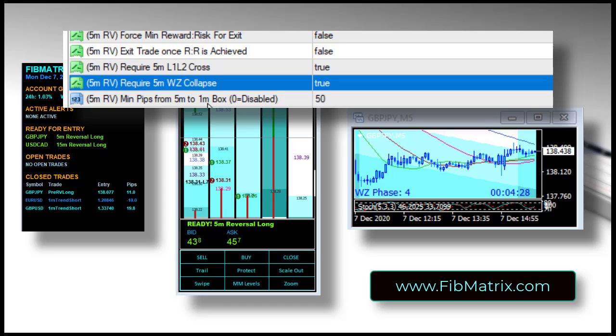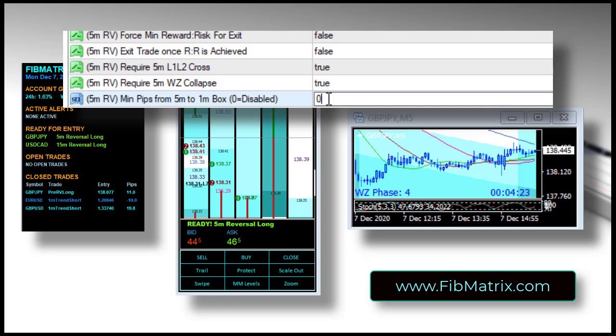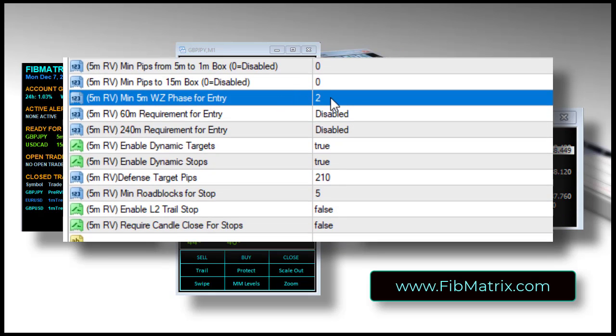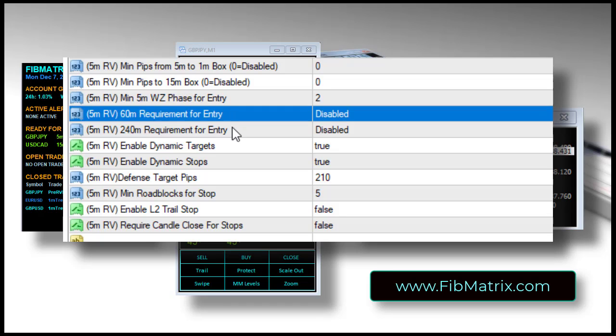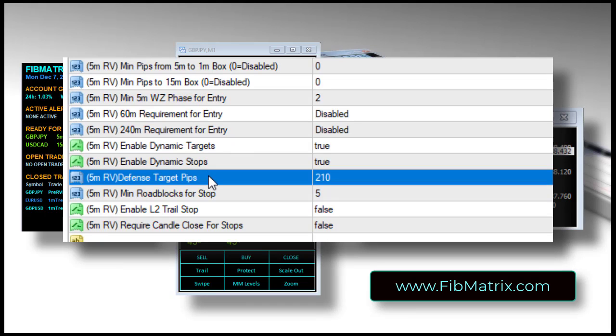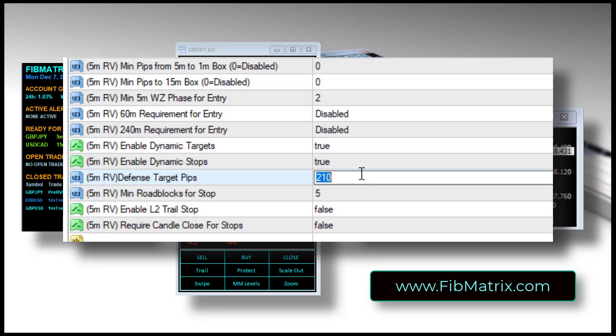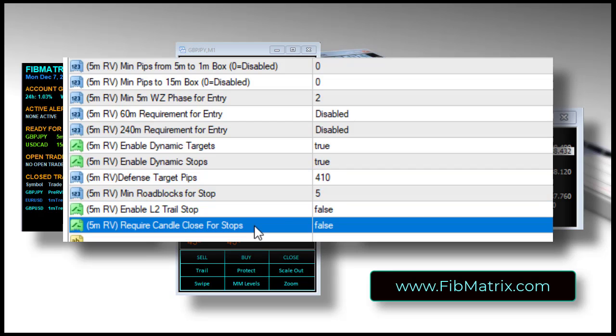Minimum pips to 5-minute box. Let's just disable it for now, because like I said, we know what we got on this trade already. We already like it. We don't need to put any more restrictions on it. That's already true. It's a white zone phase of 4, so we're saying minimum of 2. We're not going to worry about any of this stuff for now. Defense. Alright, if it changes, take 21. Let's take 41. And that's all fine.